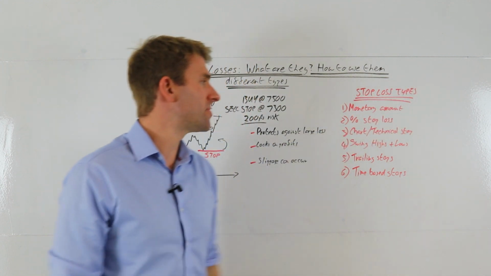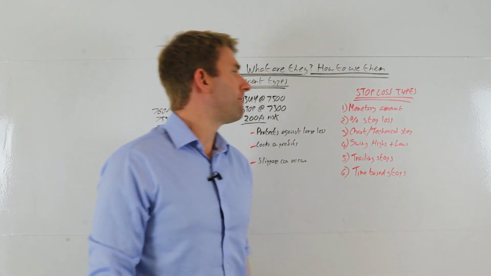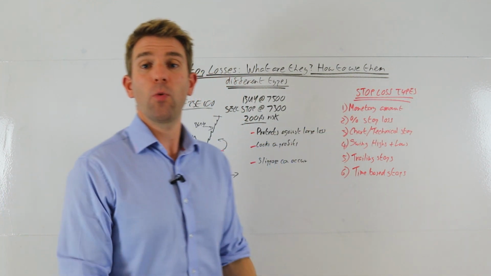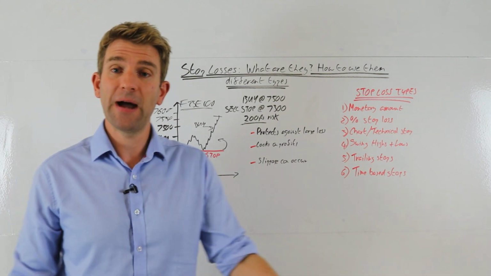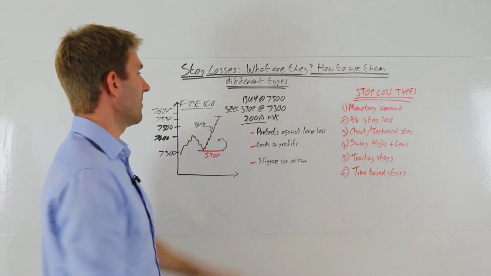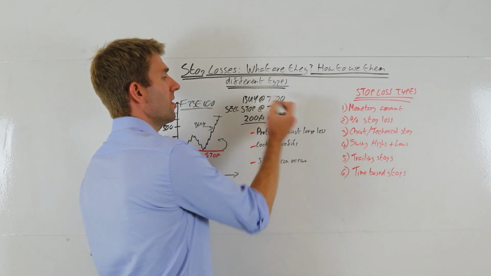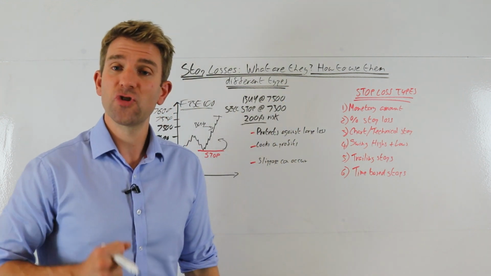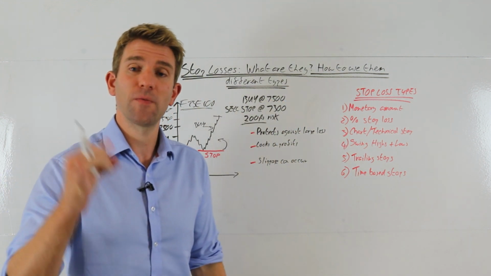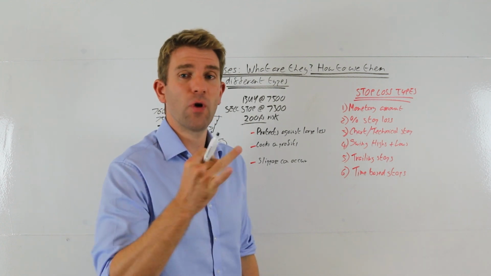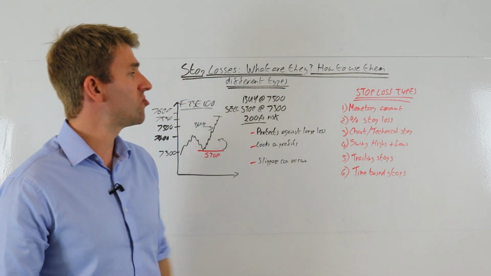Okay, so stop loss types. We can do a monetary amount. So in other words, we can say to ourselves, right, I want to risk £100 on this trade. I'm in at £1 a point. Let's use this as an example: I'm long at 7,500. The stop will be at 7,400. So it'd be a sell stop at 7,400. The monetary amount, I'm risking £100 on that trade.